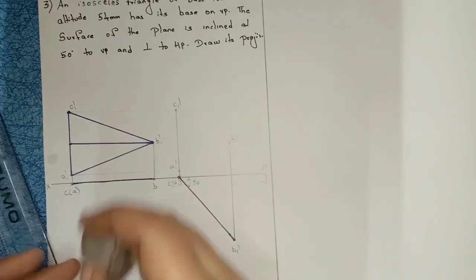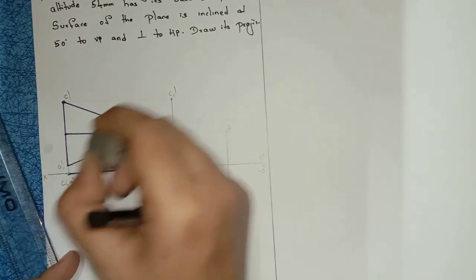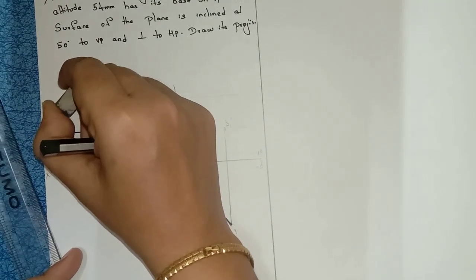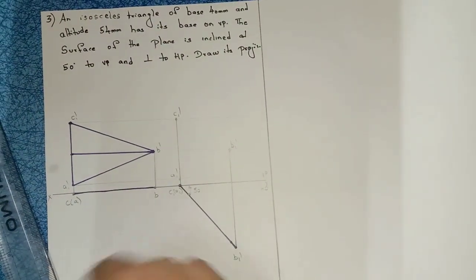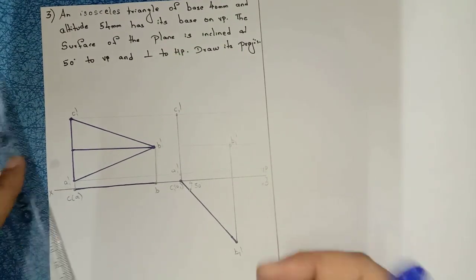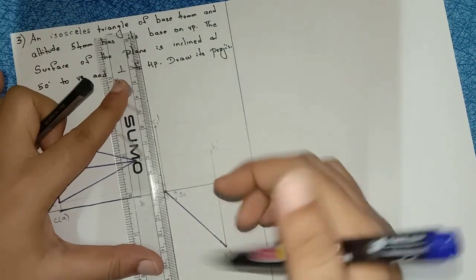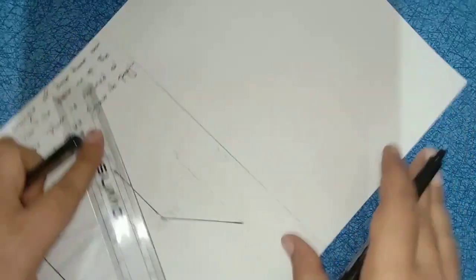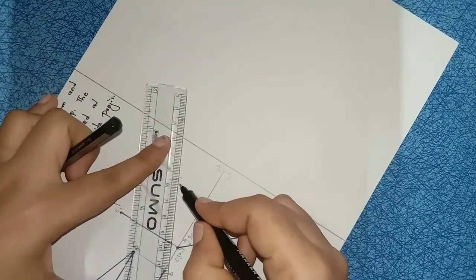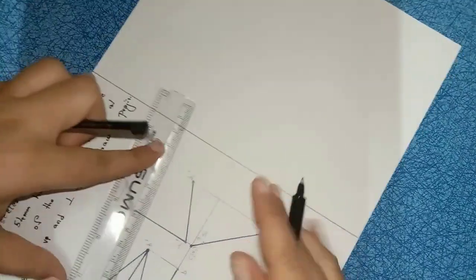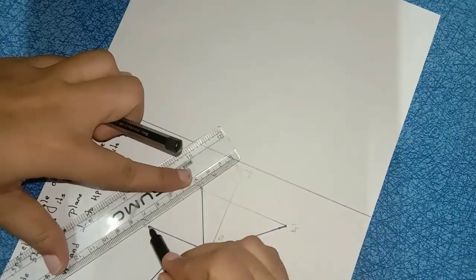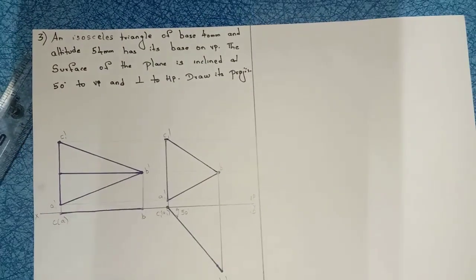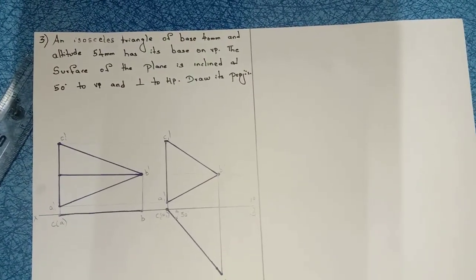Okay, we should write here A dash, B dash, C dash, and these are A1 dash, B1 dash, C1 dash. Join this A1 dash to C1 dash, A1 dash to B1 dash, and here B1 dash to C1 dash. So this completes your problem.